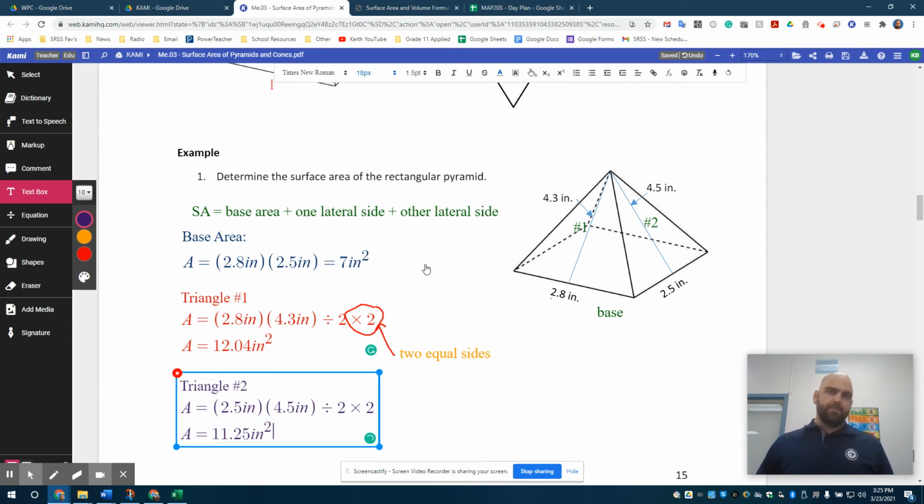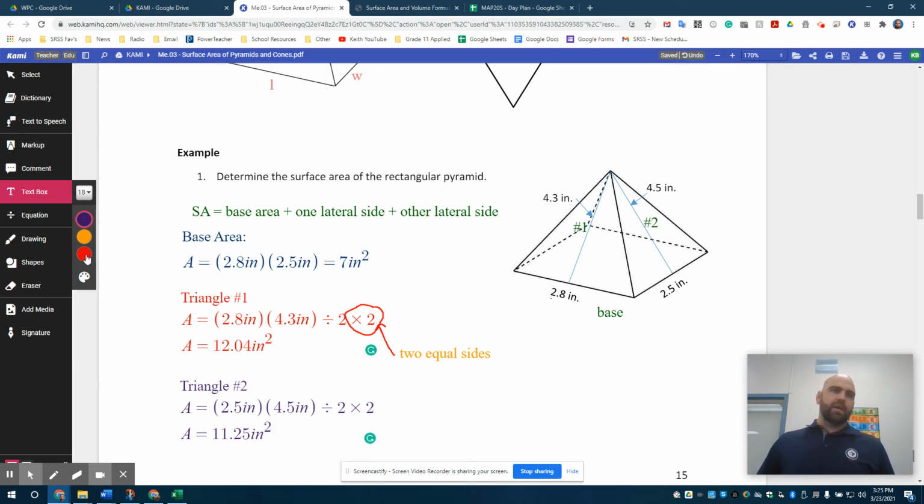Let's get rid of that one there. Now what we have is our base area, so that's the first part. Our first triangle is one lateral side, and our second triangle is the other lateral side. And we're going to add them all together to create our total area.